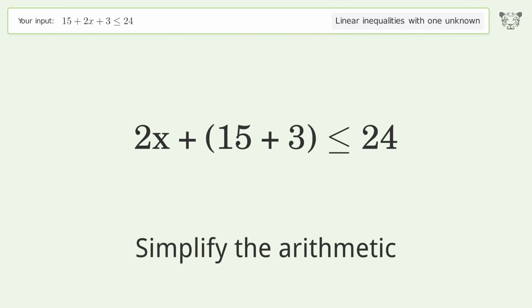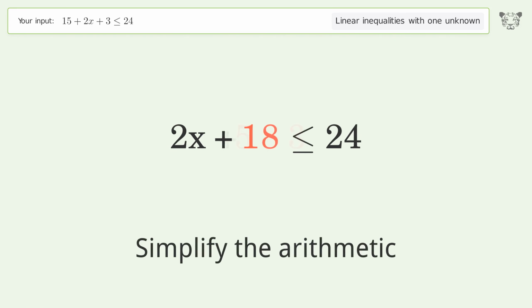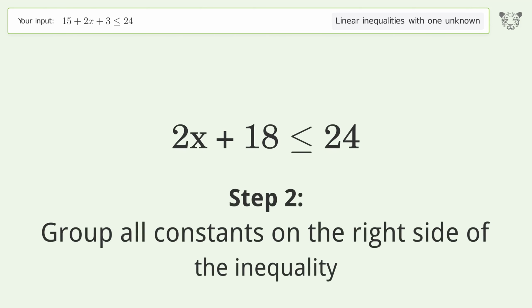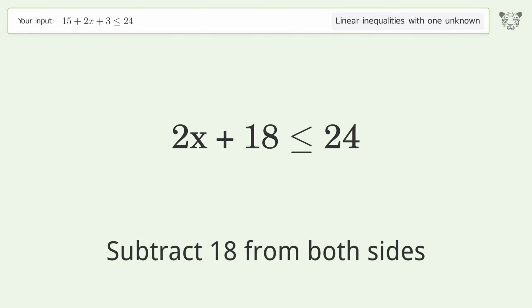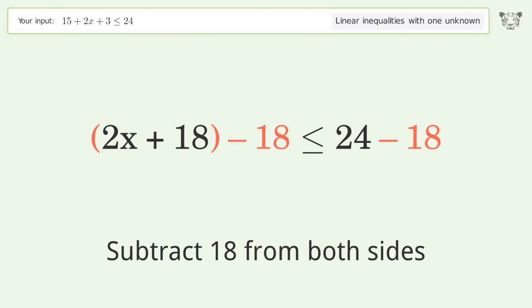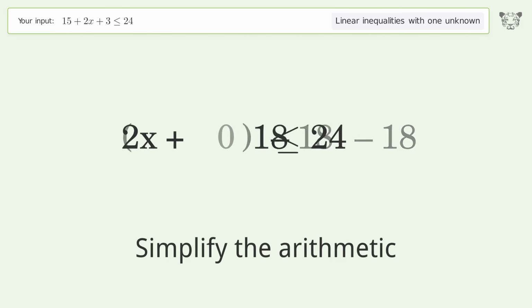Simplify the arithmetic. Group all constants on the right side of the inequality. Subtract 18 from both sides. Simplify the arithmetic.